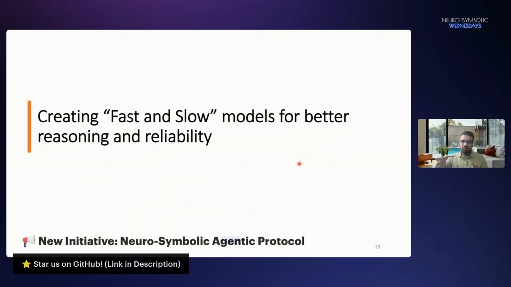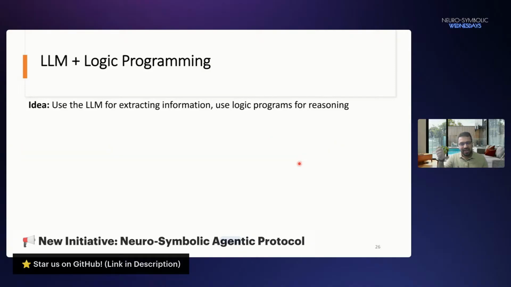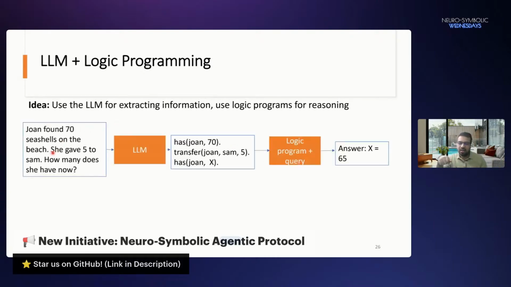Good. So a very small portion, as an added bonus, is the second part of my research, which is based on creating these fast and slow models for better reasoning and reliability. The idea is that we can use an LLM for extracting information and use a logic program to do the reasoning afterwards. For example, we have: Joan found 70 seashells on the beach. She gave 5 to Sam.